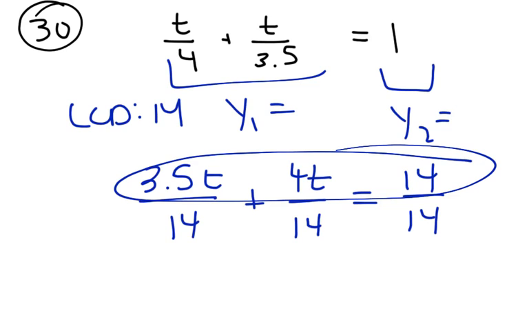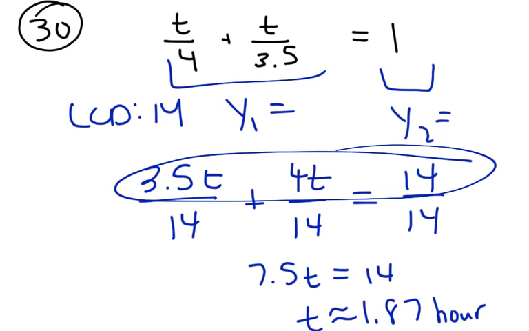I'm just going to solve that equation. That equation is going to be 7.5t is equal to 14. And 14 divided by 7.5 is going to be about 1.87 hours. So together, if they mow the lawn, they can do it in just under 2 hours.